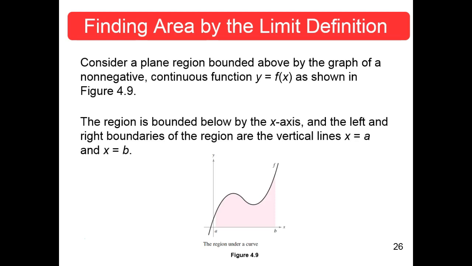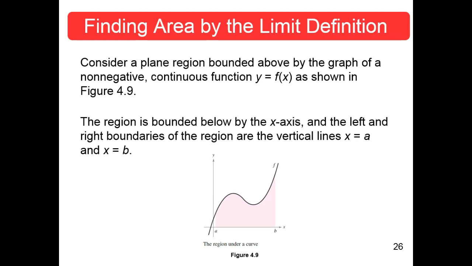Let's consider a plane region bounded above by the graph of a non-negative continuous function, such as this one. Now, we can't do it back here because here the function goes negative. But from A to B is all non-negative. You can go a little past B or a little before A and still be non-negative, but you can't go past here. So basically, keep the function positive. Okay? Continuous function. You can't have any gaps, holes, anything in it like that.